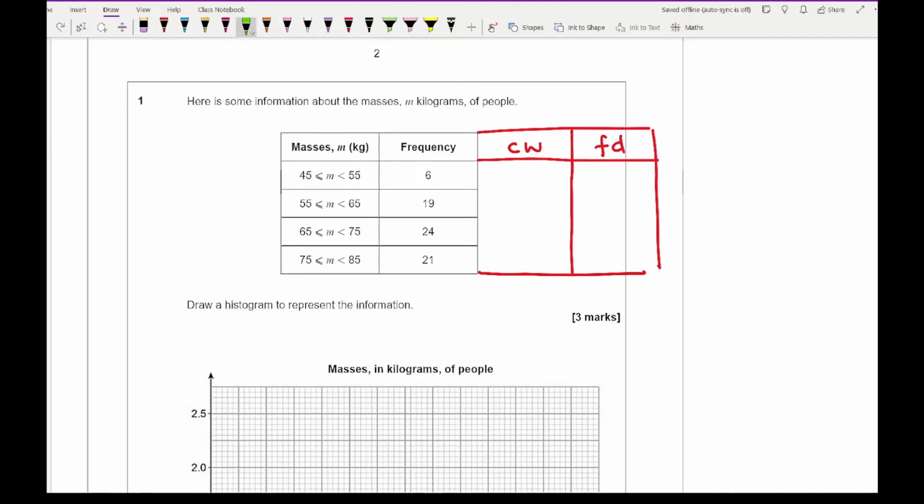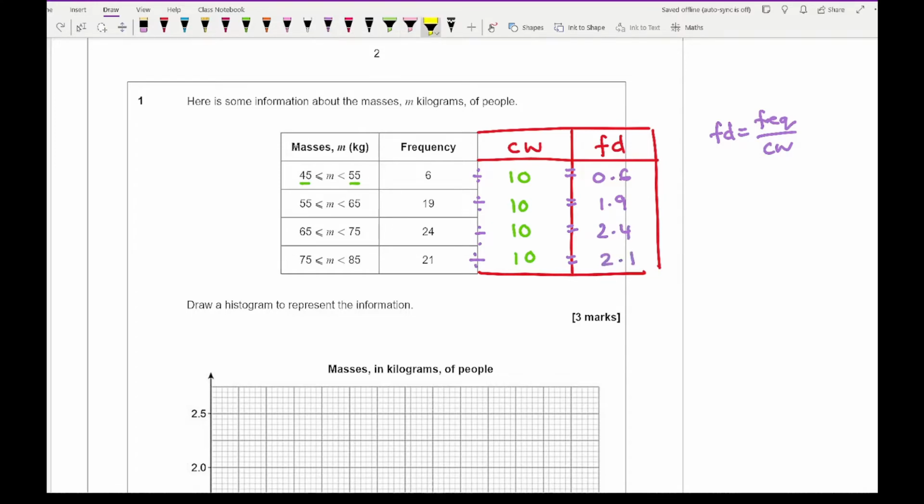So again, working out the class width, it's basically the upper bound take away the lower bound. So this first one's going to have a class width of 10, next one is 10, next one is 10, and the next one is 10. Then I need to work out the frequency density. Now the frequency density is equal to the frequency divided by the class width. So I'm just dividing these 2 numbers and then working it out. So 6 divided by 10 is 0.6, 19 divided by 10 is 1.9, 24 divided by 10 is 2.4, and 21 divided by 10 is 2.1.